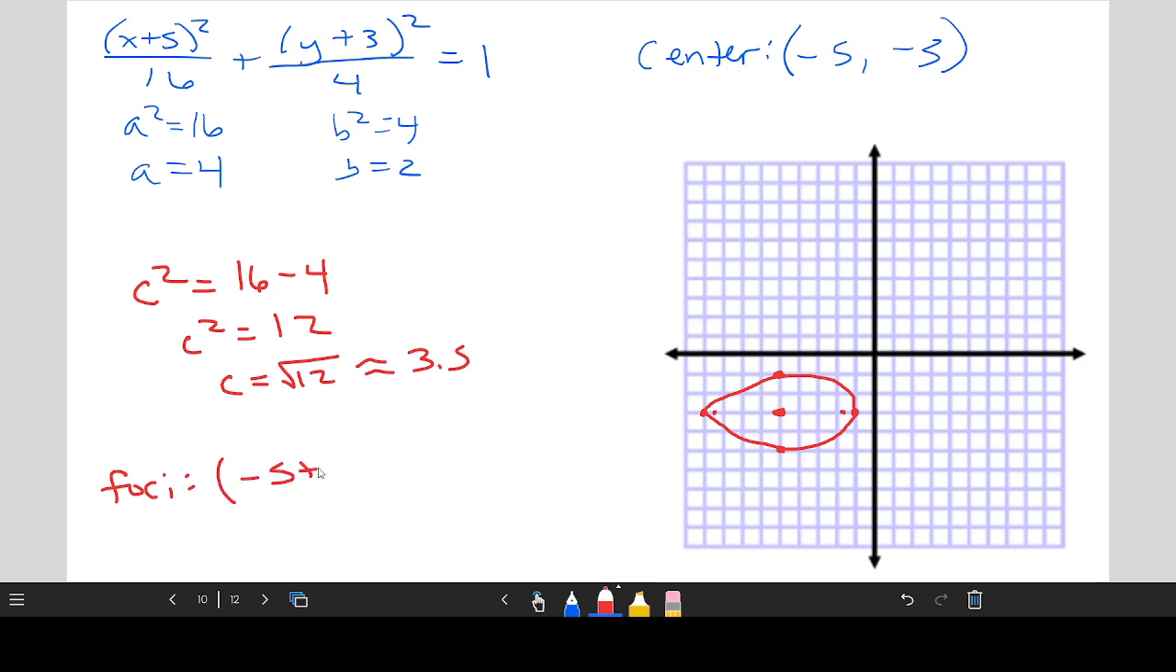So negative 5 plus the square root of 12 for one of the x coordinates, and negative 5 minus the square root of 12 for the other x coordinate.